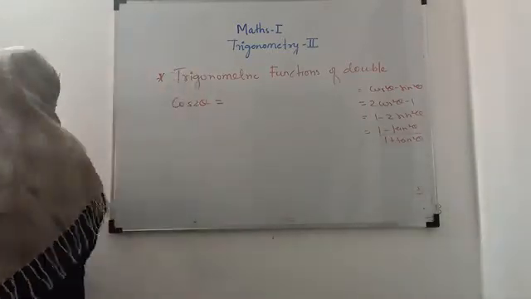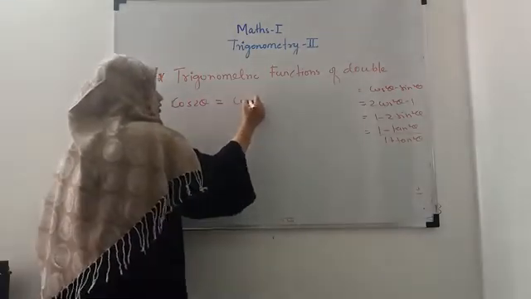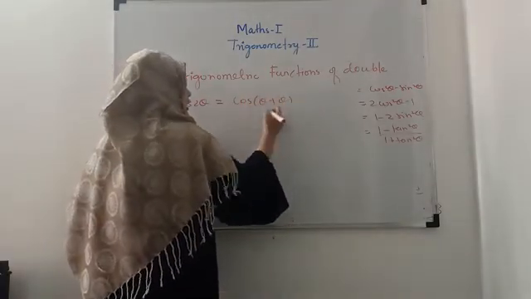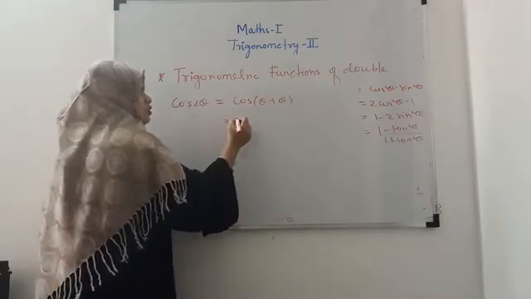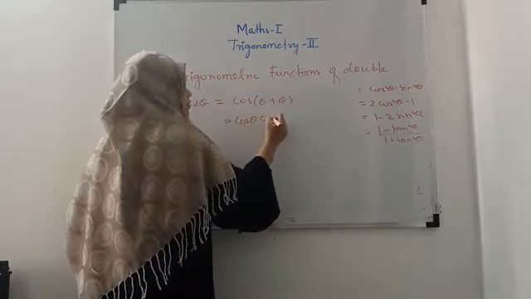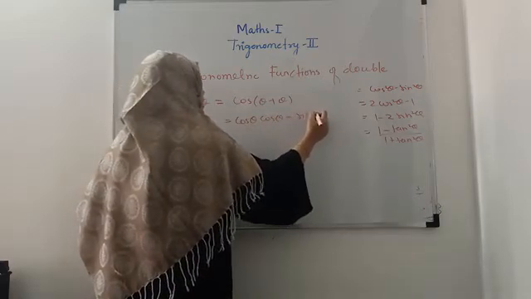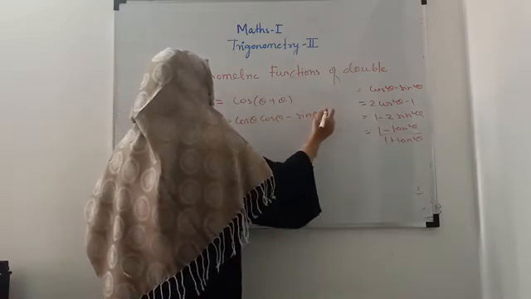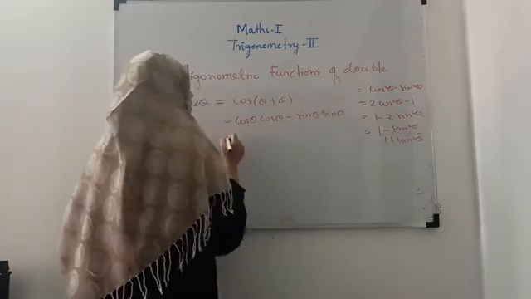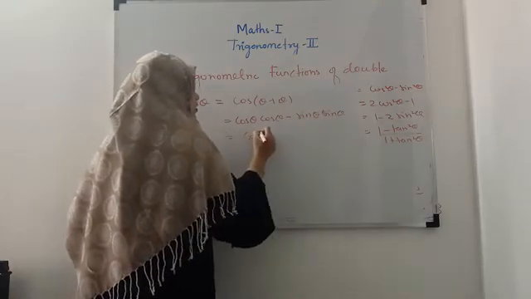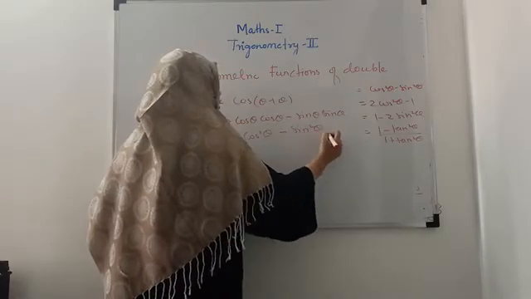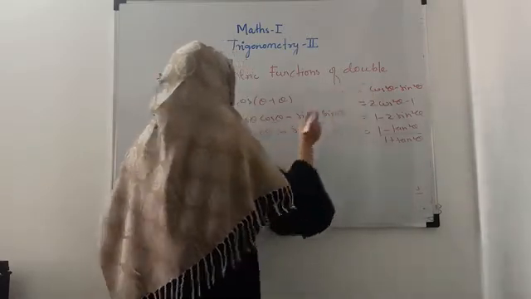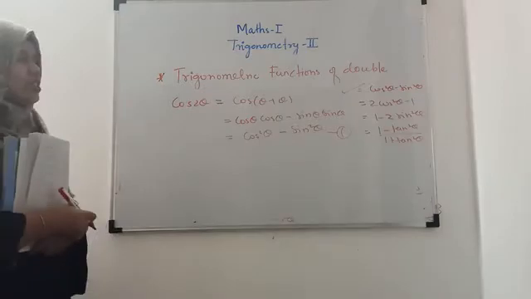So cos 2 theta, we will start from cos of theta plus theta. Theta plus theta, the cos A plus B formula. So this is cos A cos B minus sin A sin B. So here A and B both are same, theta. So cos theta times cos theta is cos square theta. Sin theta times sin theta is sin square theta. The first one is done. It is cos square theta minus sin square theta.